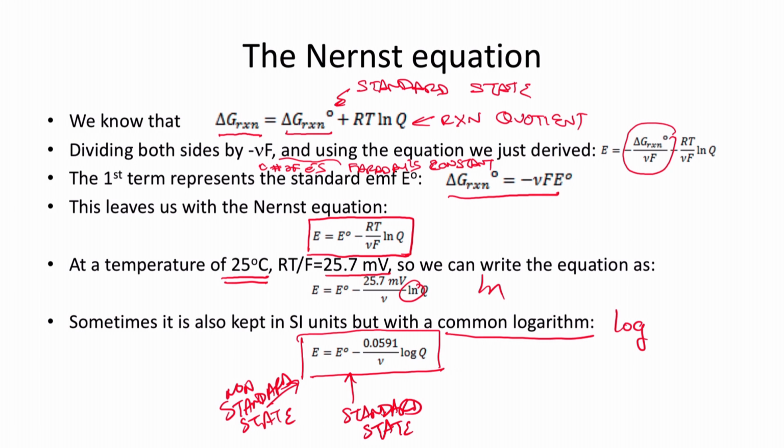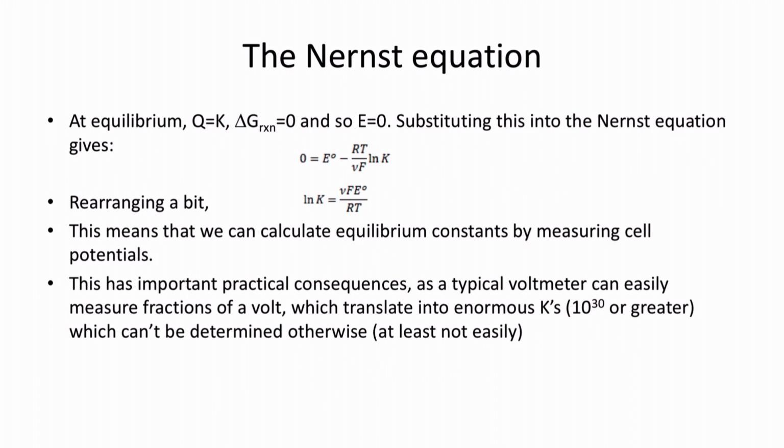Now that you've seen the Nernst equation, let me show you how you can relate this into another equilibrium situation. If you're at equilibrium, the reaction quotient Q is equal to K. And if you're at equilibrium, delta G for the reaction is equal to 0, which means that the voltage is also equal to 0. So if I substitute this into the Nernst equation, I get 0 is equal to E0 minus RT over nu F times natural log of K. Or if I rearrange this a little bit, ln K is equal to nu times F times E0 over RT.